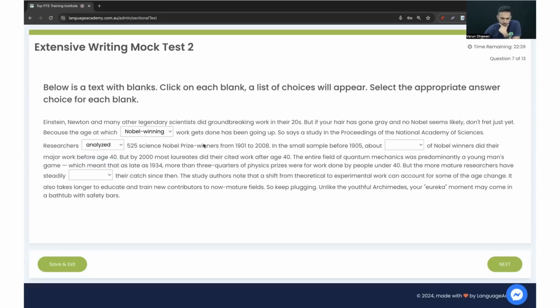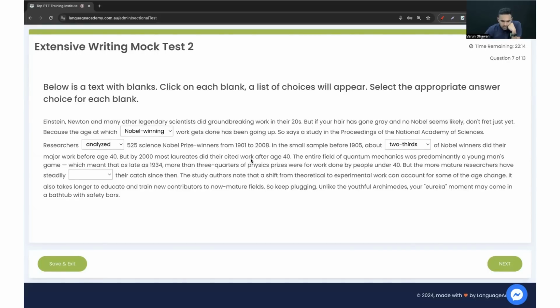They analyzed Nobel Prize winners in the small sample before 1905. Before 1905, about two-thirds of Nobel Prize winners did major parts of their work before 40. Why? Because now the age is going up. So before 1905, the majority of them did their Nobel Prize winning work before 40, but by 2000, most of them did it after 40.